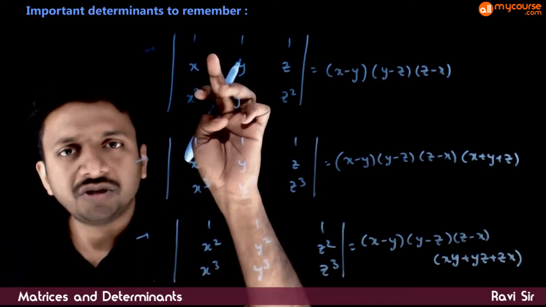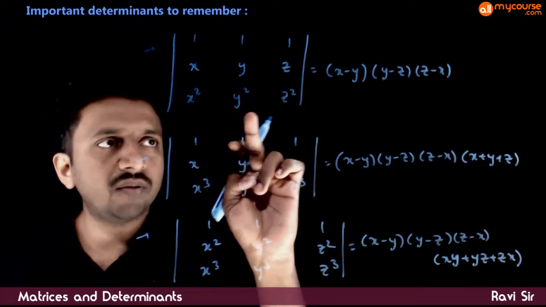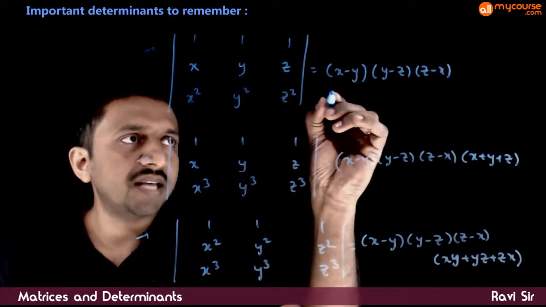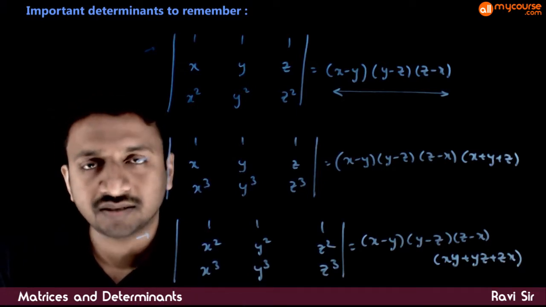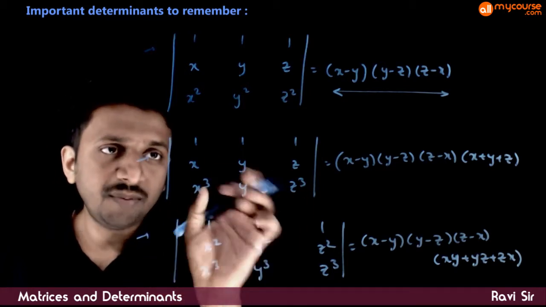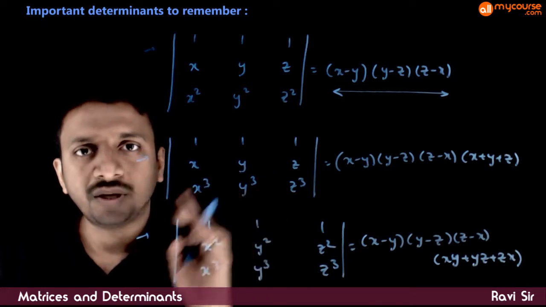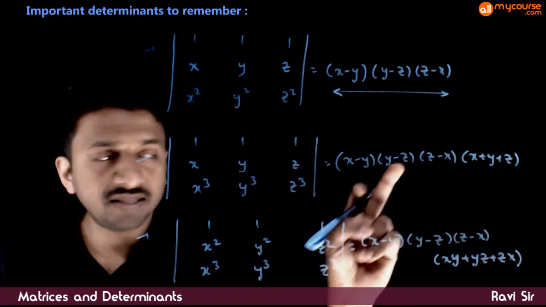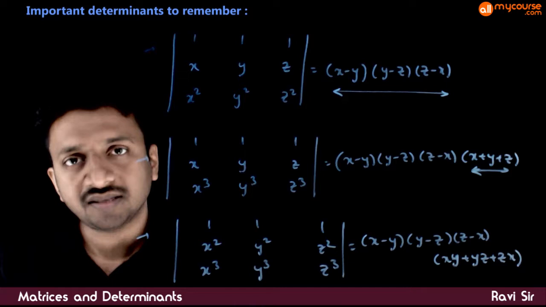So the first determinant which you need to remember, 1, 1, 1, x, y, z, x square, y square, z square. So the value of this determinant is x minus y times y minus z times z minus x. Next, the determinant 1, 1, 1, x, y, z, x cube, y cube, z cube is equal to x minus y times y minus z times z minus x times an x plus y plus z is extra.